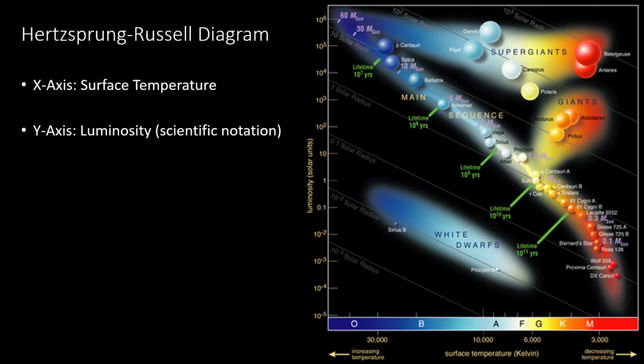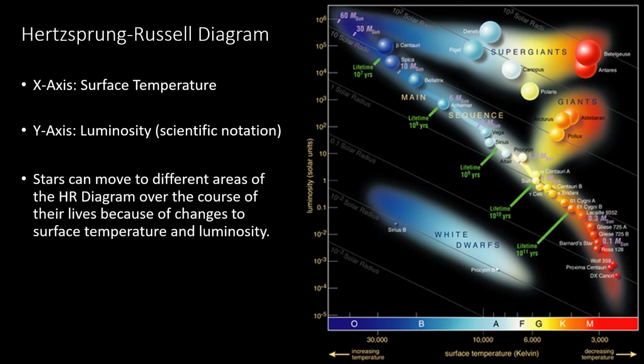You'll notice too that they use powers of 10 to represent the luminosity. Sometimes you'll see this represented in scientific notation directly. So it'll have a number times 10 to the whatever power is needed.